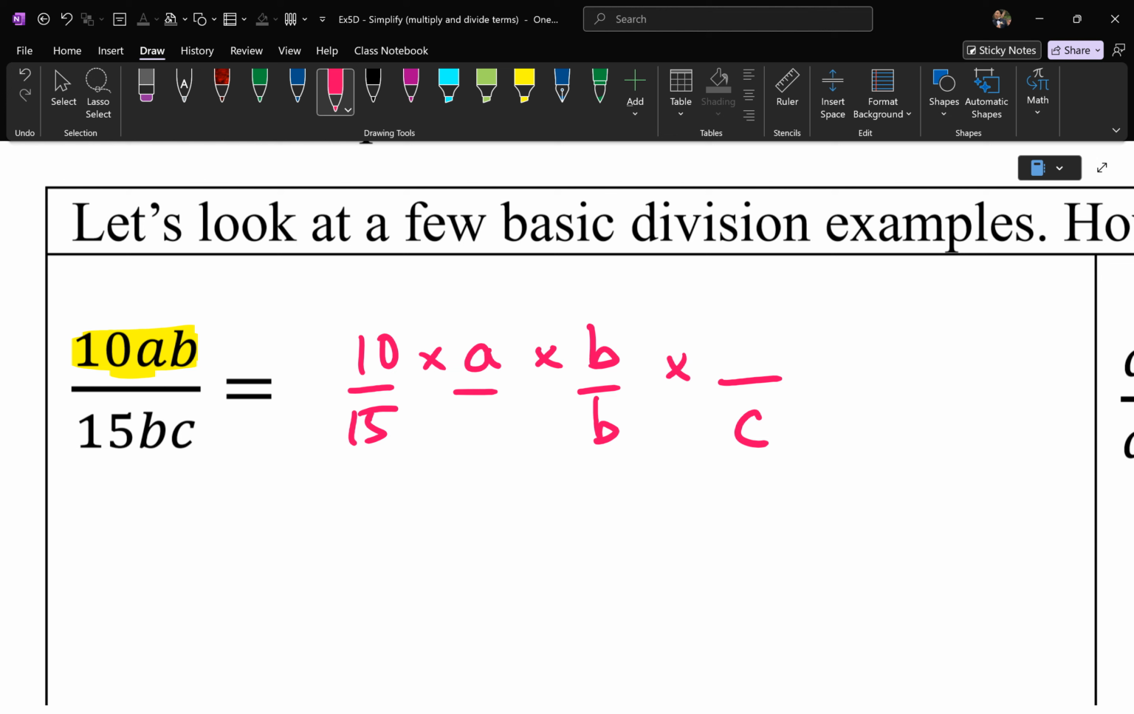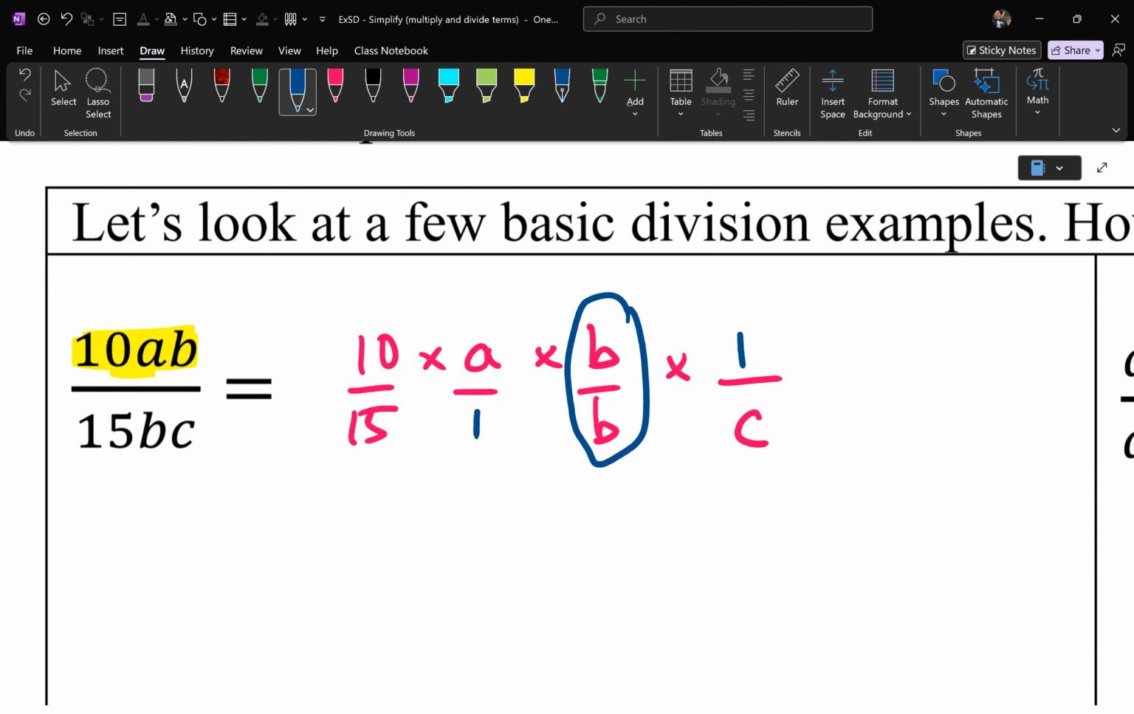And on the top, it's 10 times A times B. But I have these missing gaps. What goes in the missing gaps? 1. Logically, because 1 doesn't change it. 15 times 1 is still 15. And AB times 1 is still AB. So by putting a 1 there, can you see how I separate it out? And it's actually not that intimidating anymore.